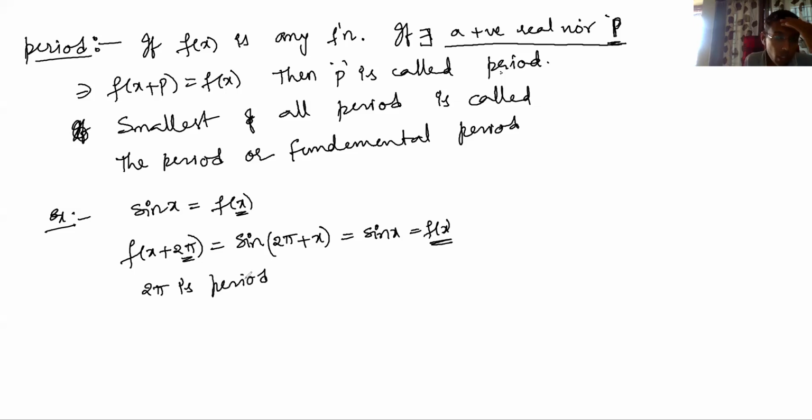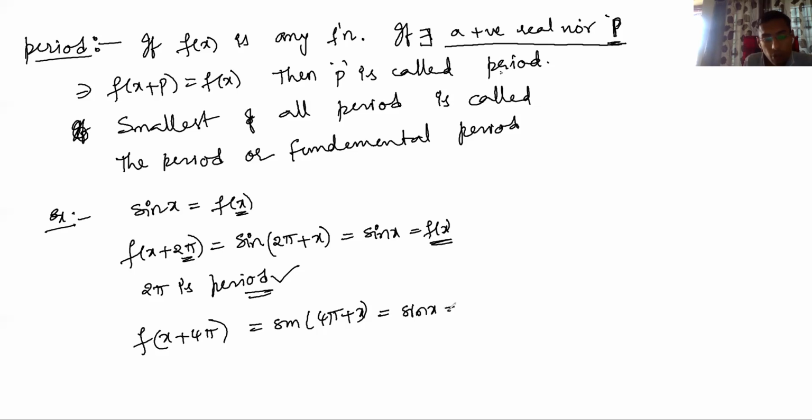And if you take f of x plus pi, you won't get it. You won't get anything less than 2 pi as period. So this is period. But according to the definition, any positive real number, na? So x plus 4 pi also you will get the same. Sine of 4 pi plus x also you get sine x. That is f of x only you are getting. That means 4 pi is also period.